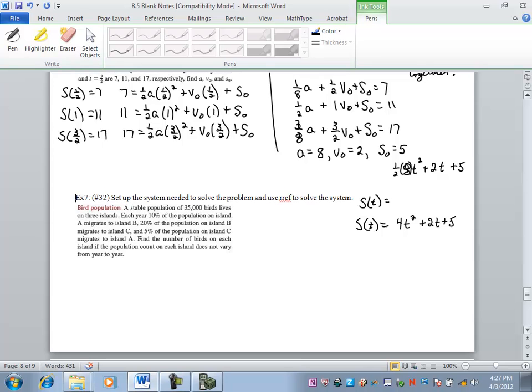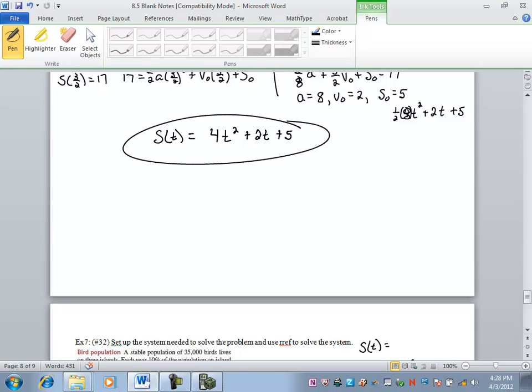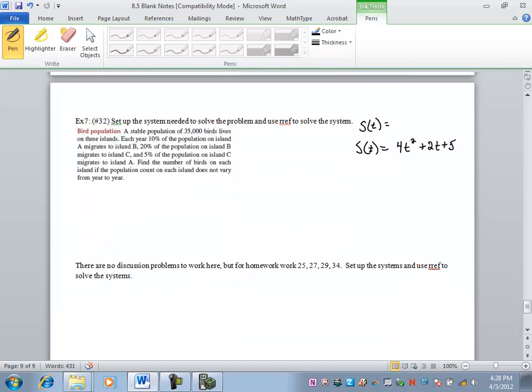So let's push this problem on down here just a little bit, and I'll write the answer up here again. S of t equals 4t squared plus 2t plus 5. Okay. And now let's work on our last one here.